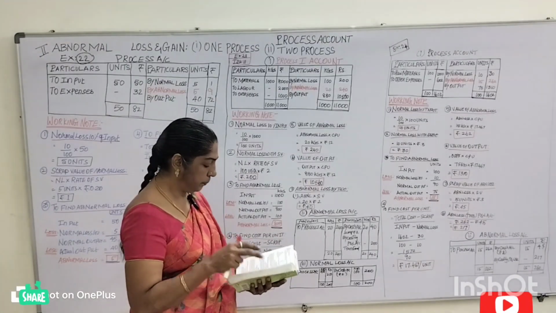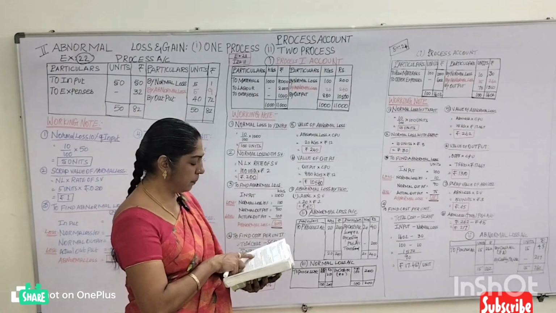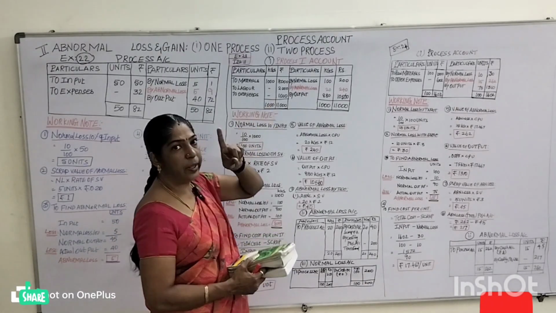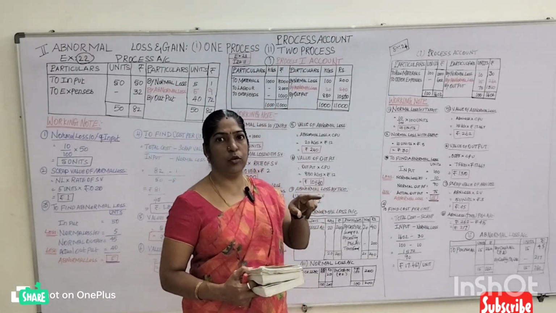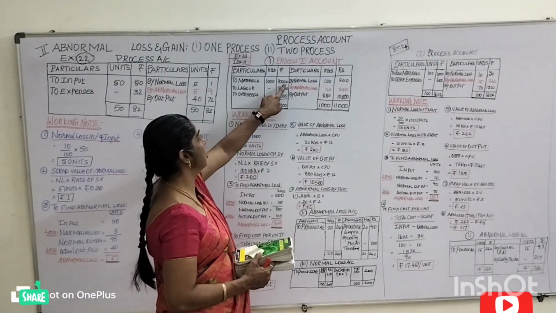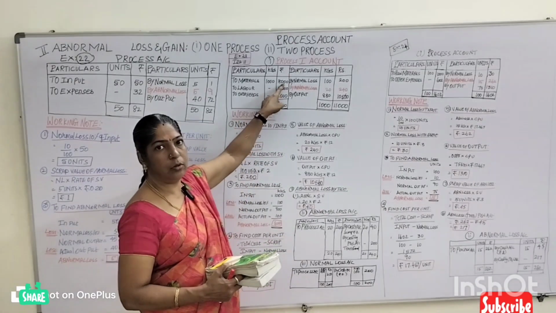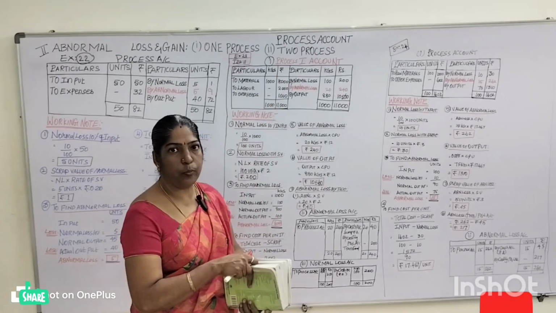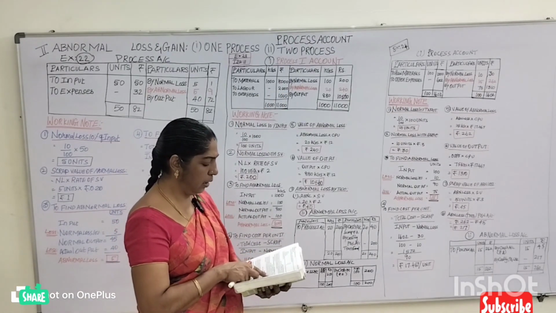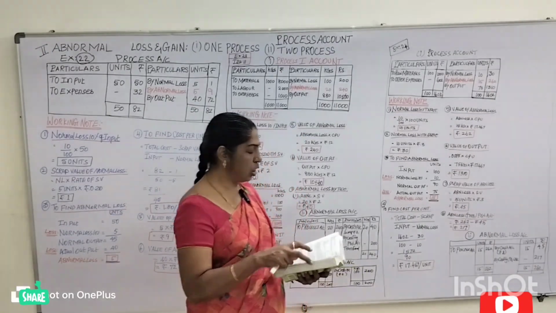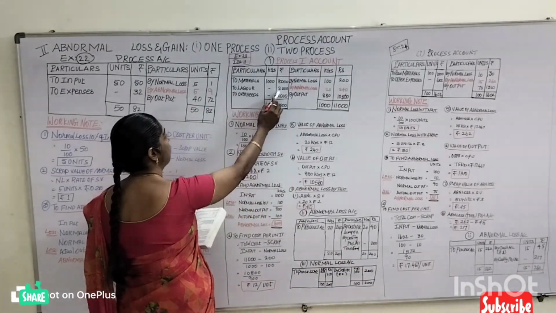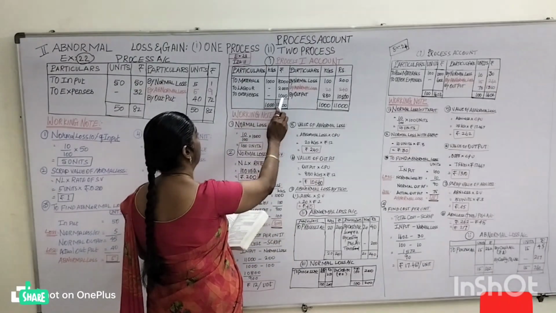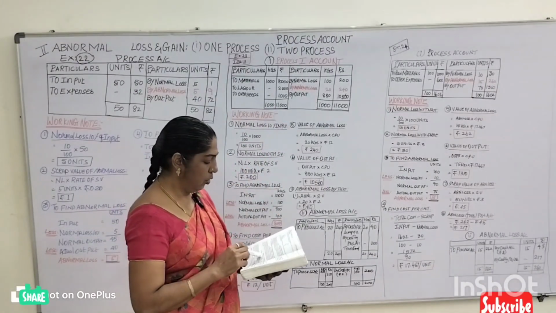Okay, at 8 per kg in the first process. So 1000 units into 8 rupees per kg. How much do you get? The material cost is 8000. Got it? So in the rupees column you are going to enter 8000 rupees. 1000 into 8 equals 8000 rupees. Labor cost amount is 2000 rupees, so labor cost 2000 rupees is entered, and overhead is 1000 rupees. So overhead 1000 rupees is entered. Okay.